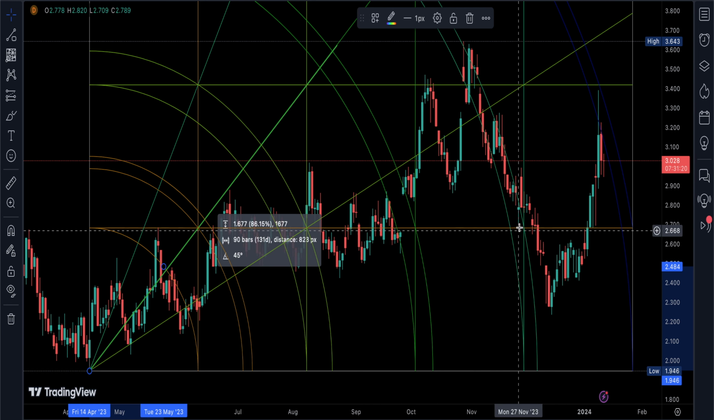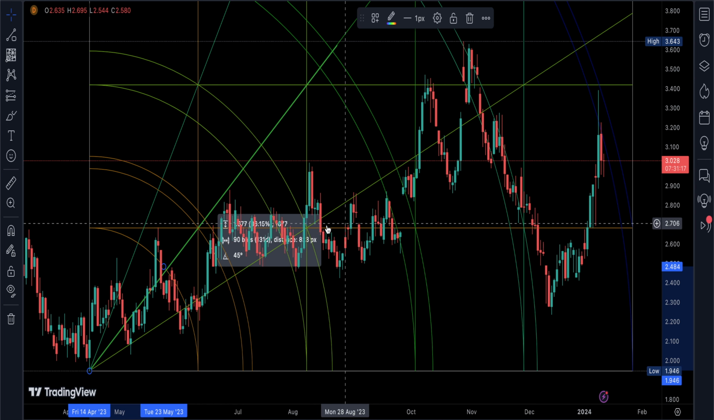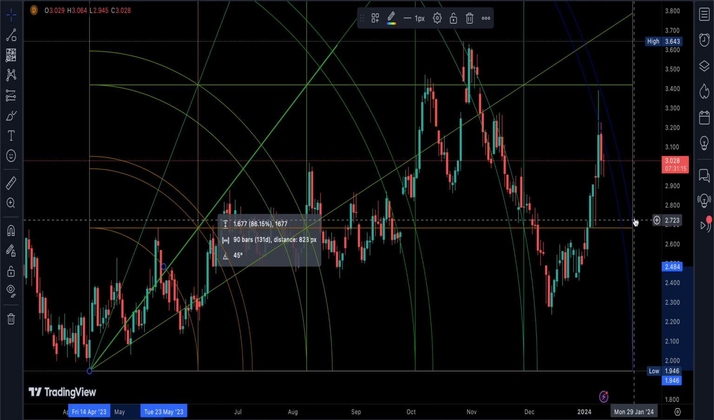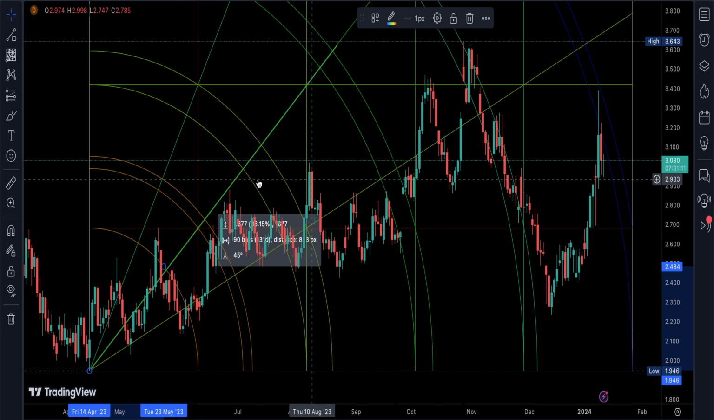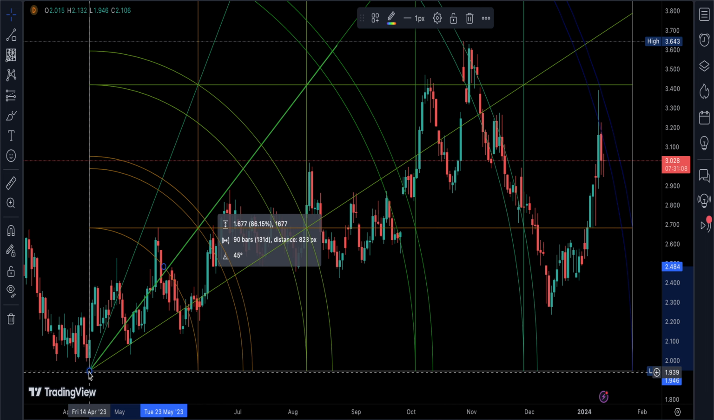This is an important level right here. You can see how we were chopping here a lot. And then this Gann grid ends somewhere around the 29th. So those are the few things I like to look at.